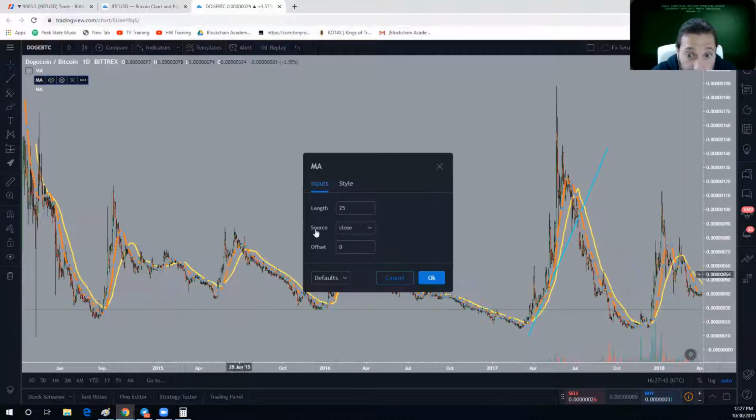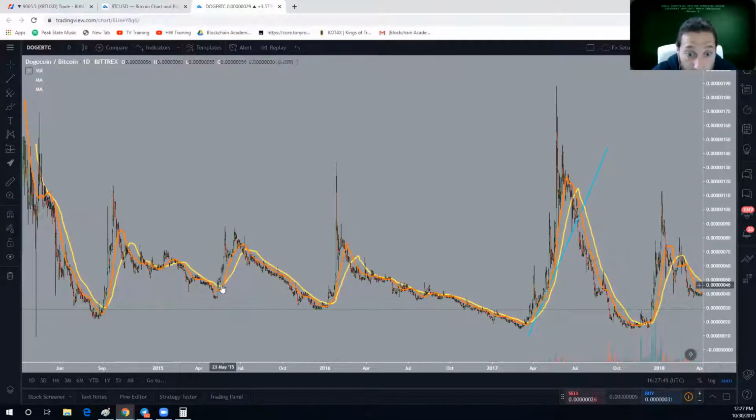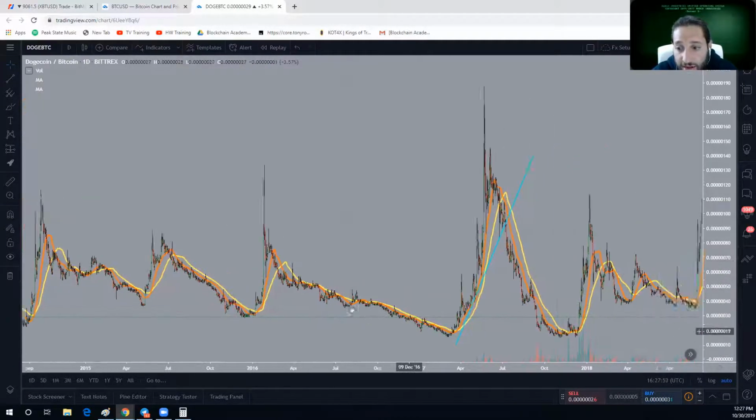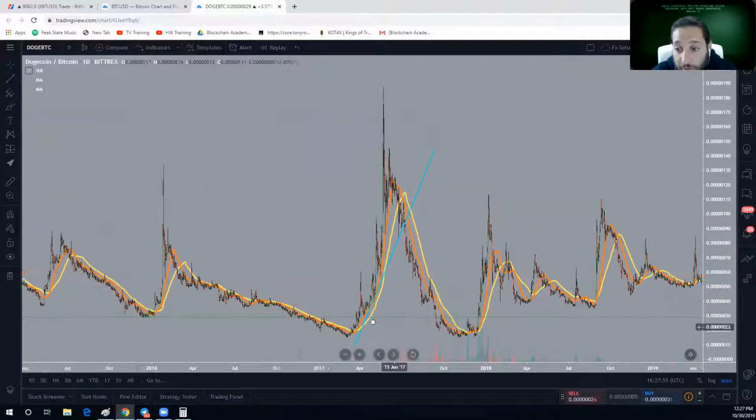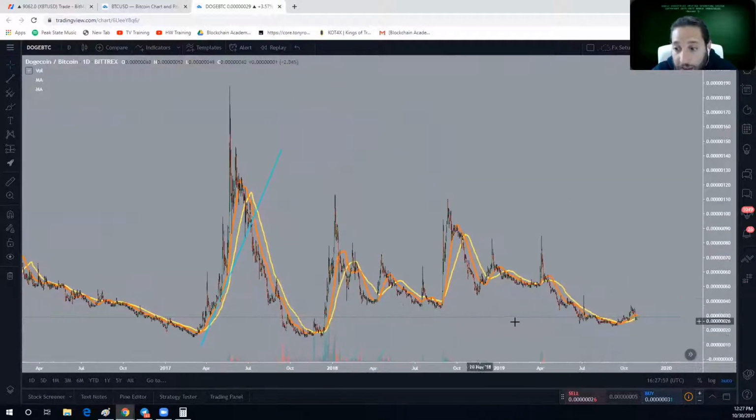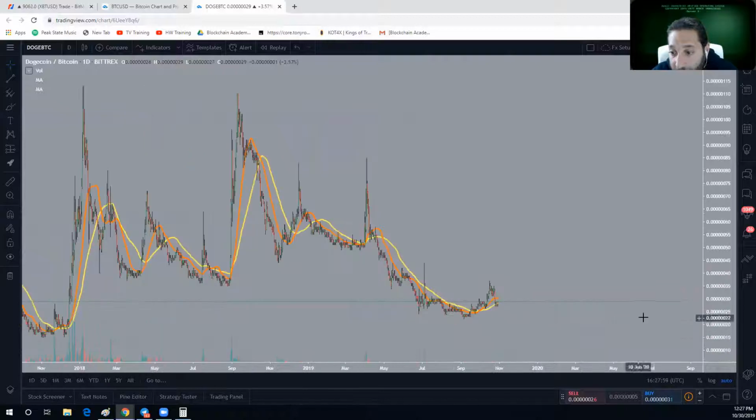You saw right here, this is the bullish. What is it? The golden cross blew up. Golden cross blew up. Death cross fell down. Golden cross blew up. Golden cross blew up. And now we are right here.